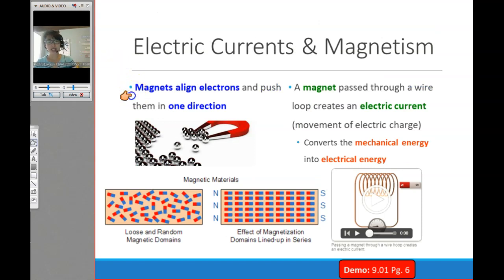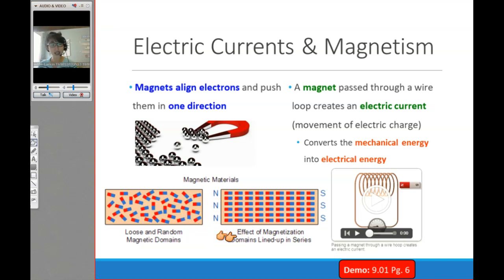Now, magnets, again, are all about what's happening to their electrons inside of the material. Most of the time, electrons are spinning in random directions. And if that happens, it's not a magnetic material. It's just a regular material. For example, aluminum is not going to attract other metals, just because the electrons are not lined up correctly or spinning correctly.